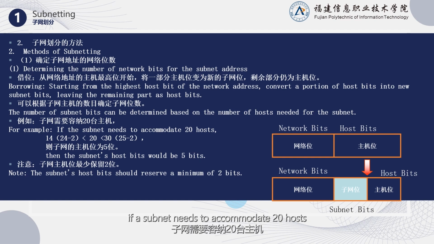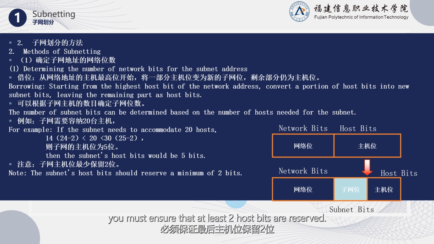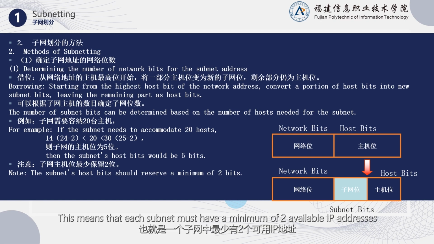For example, if a subnet needs to accommodate 20 hosts, then according to the formula 2 to the power of n minus 2, where n must be greater than 20 and closest to 20, n would be 5. So, the subnet will have 5 bits for the host portion. During the process, it is important to remember one concept. Regardless of how many host bits are used as subnet bits, you must ensure that at least 2 host bits are reserved. This means that each subnet must have a minimum of 2 available IP addresses.